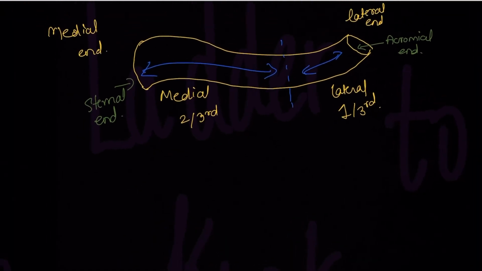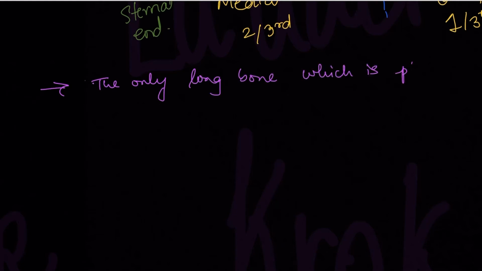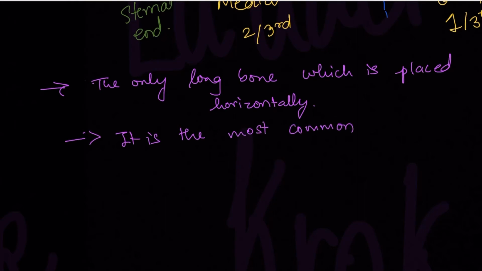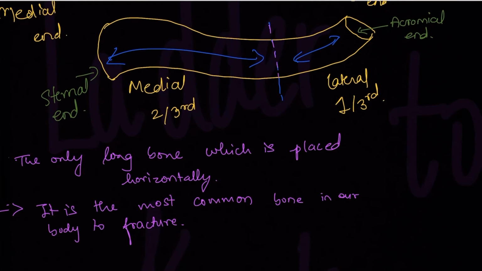Okay. Now there are some peculiarities about this clavicle bone. So first of all, it is the only long bone which is placed horizontally. Okay, all long bones are how present? Vertically, right? You have femur, you have humerus, everything is in vertical position. This is placed horizontally. Then it is the most common bone to fracture in our body. And if someone asks you where does this fracture take place, this fracture takes place over this division which I have made. We can also tell that this fracture occurs at medial 2/3.